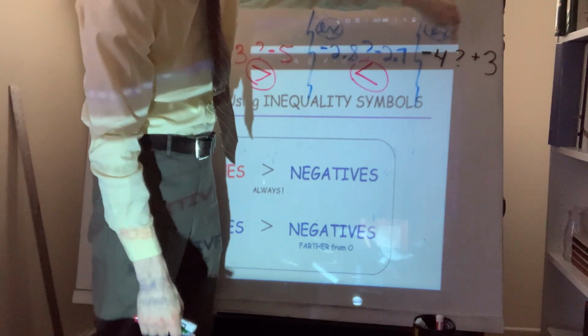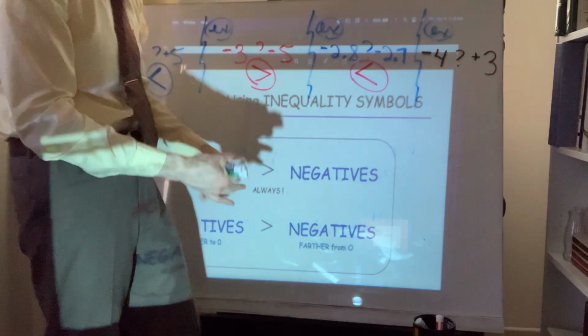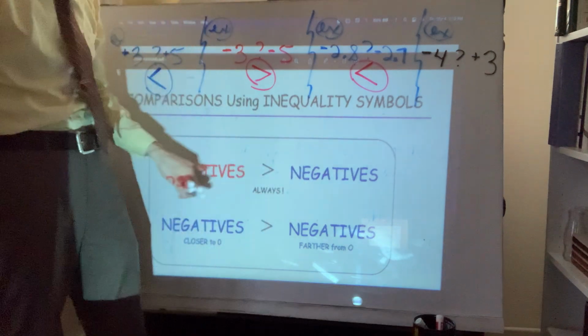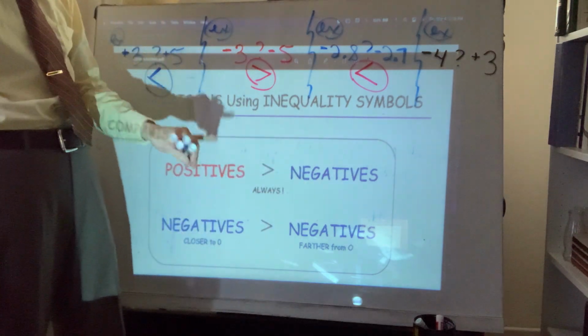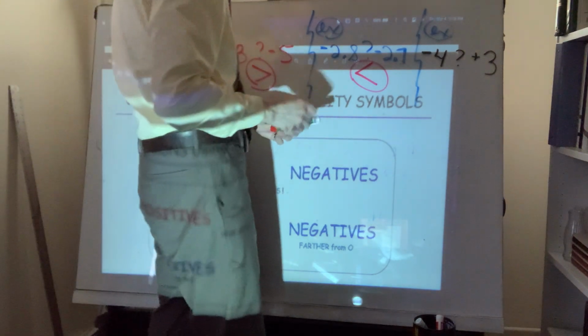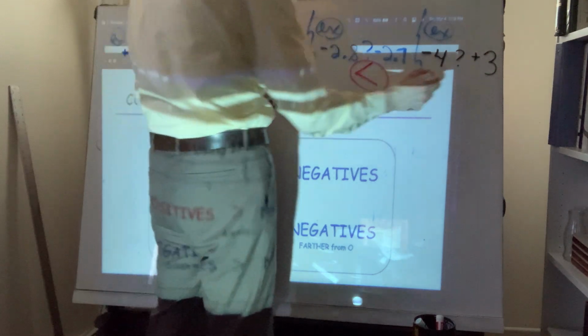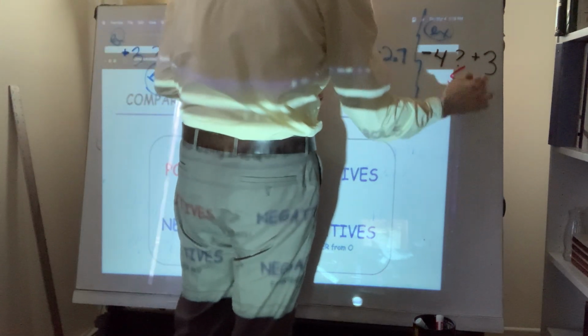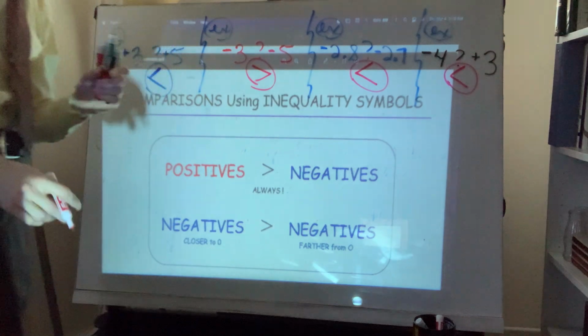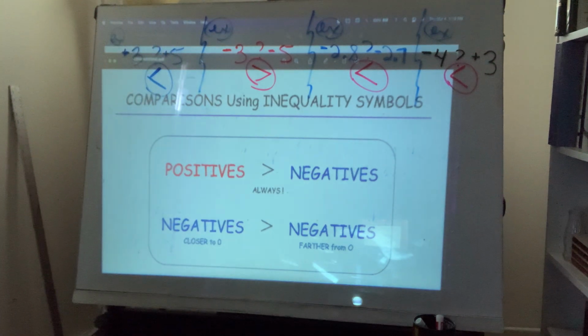If they would both be positives, that would be a fair comparison. But the reality is that we have one of each in this case. We have a positive number and we have a negative number. So the relationship would be this: -4 is less than +3. Okay?